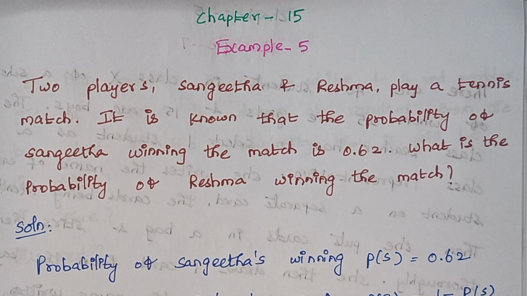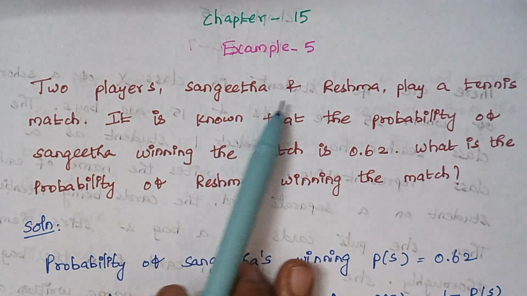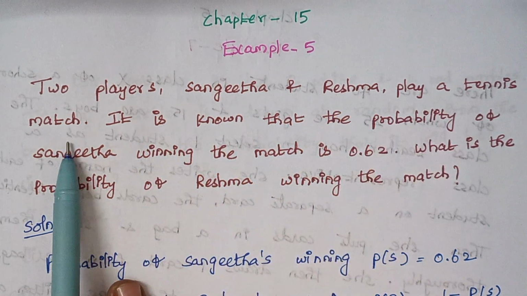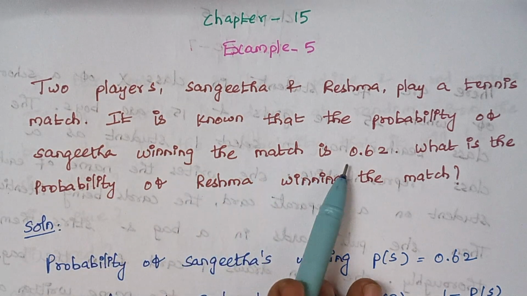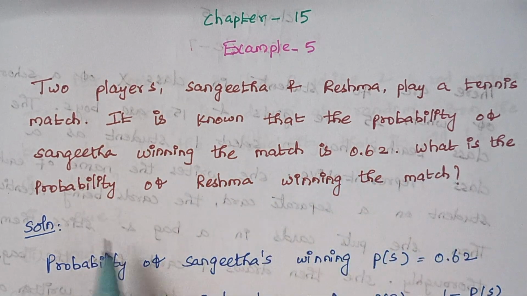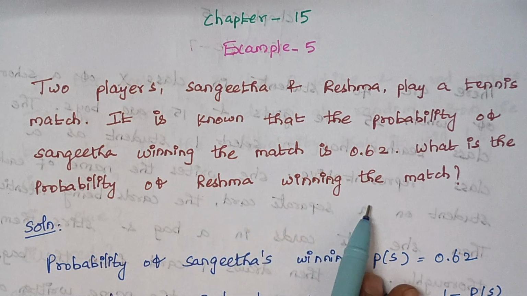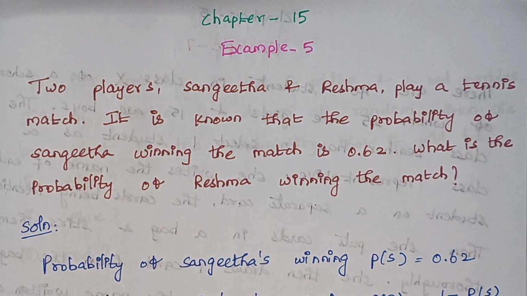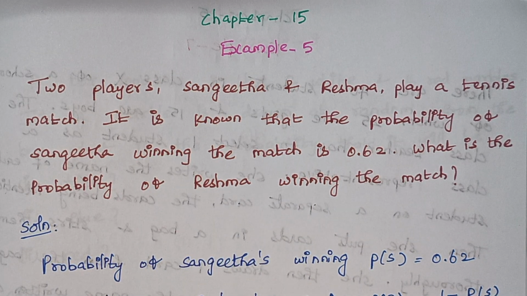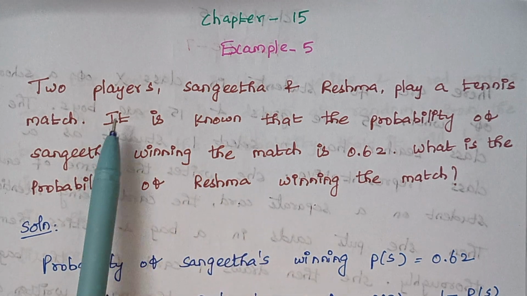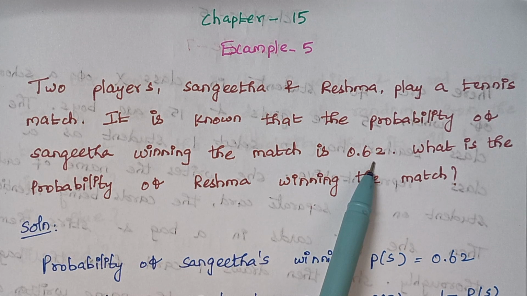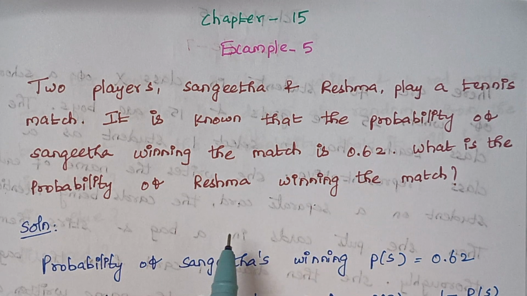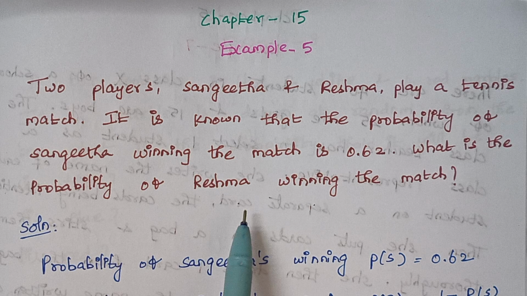So example 5. Two players, Sangeeta and Reshma, play a tennis match. It is known that the probability of Sangeeta winning the match is 0.62. What is the probability of Reshma winning the match? So here there are two players playing a tennis match. So here the probability of winning of one player is given as 0.62 and here we are asked to find what is the probability of another player winning.